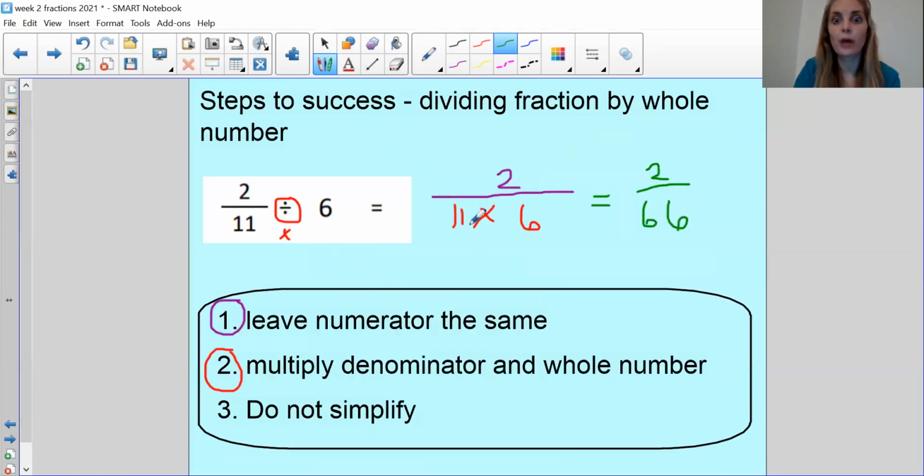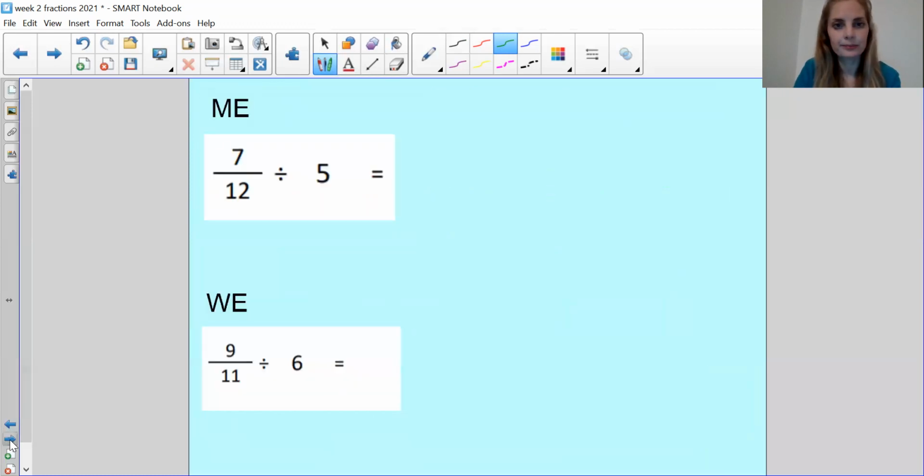Let's go through those steps one more time and then we can move on. First of all, leave the top number, the numerator, the same. And then times the denominator and the whole number together. 11 times 6, and then that is my answer. Simple as that. Again, I will put these steps to success in your files on Teams, so if you do need to refer to them, you are welcome to.